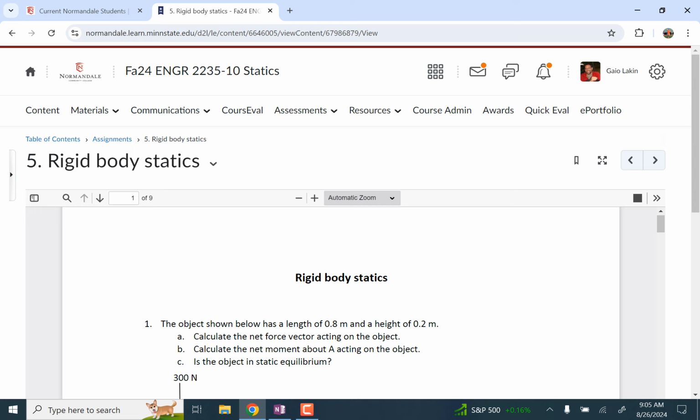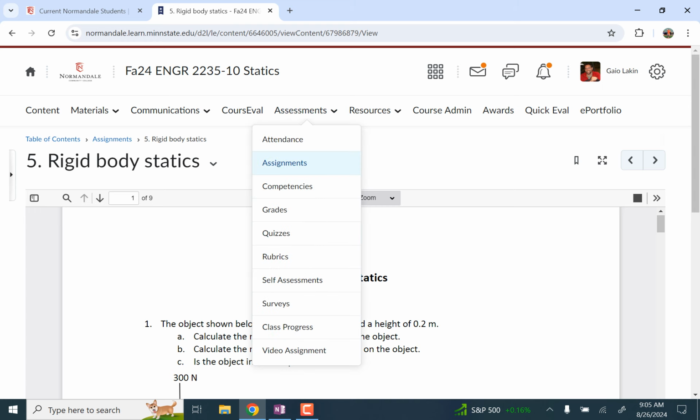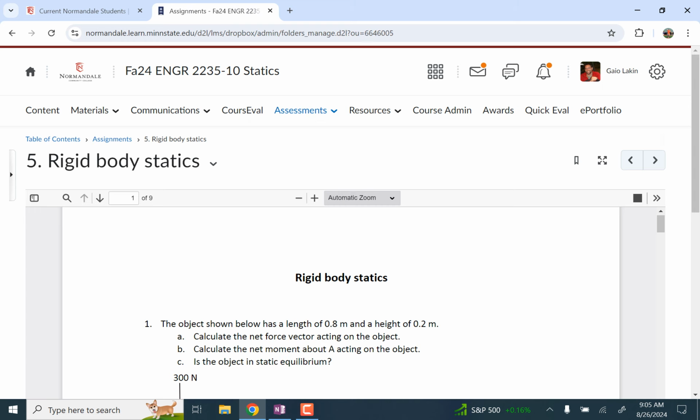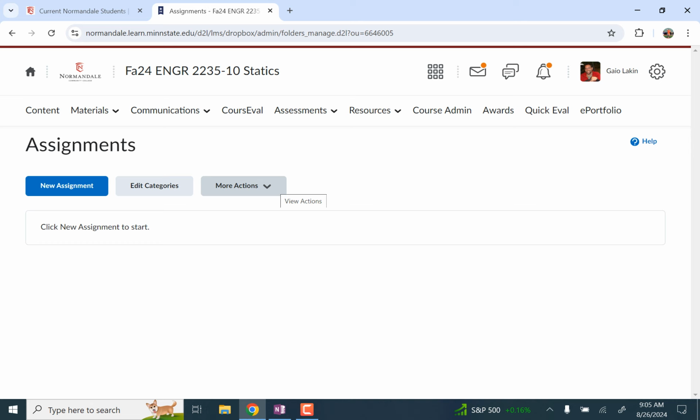To turn in any assignments, go to Assessments, Assignments, and there are no folders here yet, but the folders will be up there once I assign these things. You'll submit a photo or a scan of your work. Okay, so you're not going to hand me hard copies of stuff. You're just going to submit stuff online. It makes it a lot easier for me to keep stuff in order and things like that.